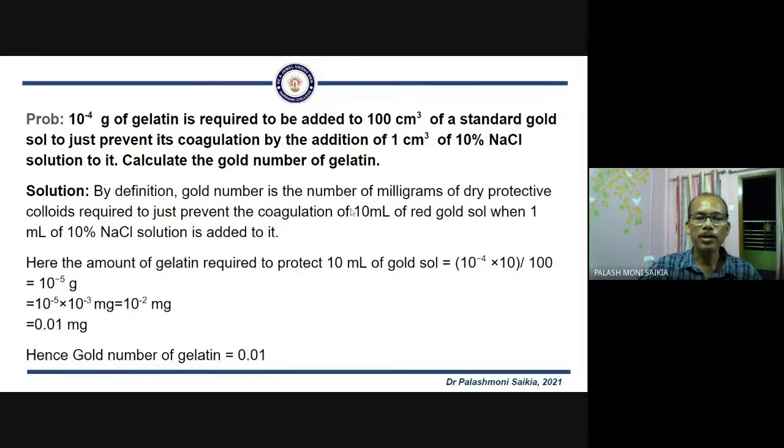Gold number by definition is how many milligram we need to prevent coagulation of 10 ml. So we have to find out that for 100 ml, centimeter cube is ml, we need 10 to the power minus 4 gram. So for 10 ml, we need 10 to the power minus 4 into 10 by 100. That is, we need 10 to the power minus 5 gram. Let us convert it to milligram. It is 0.01 milligram. So that is the gold number.